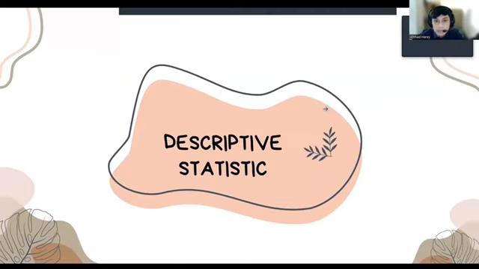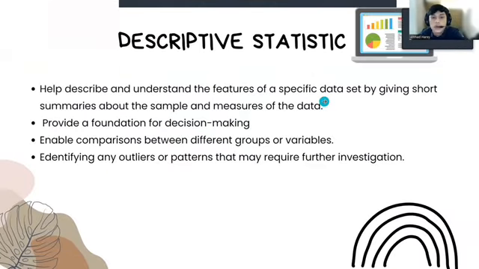Descriptive statistic. So what is actually descriptive statistic? It can help describe and understand the features of specific data by giving short summaries about the sample data that we get. So then we can provide a foundation for decision making, and it can enable comparison between different groups of variables. And lastly, we can identify any outliers or patterns that may require further investigation. Next slide.